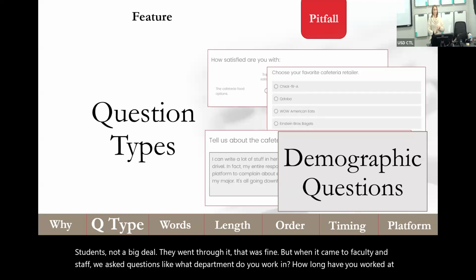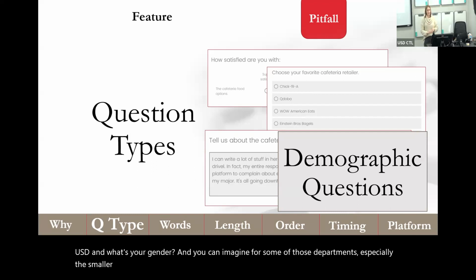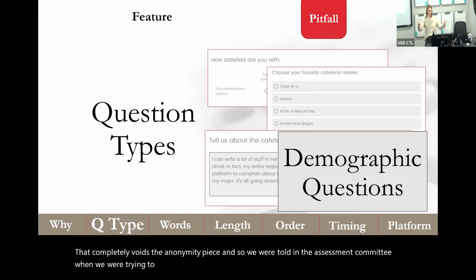And what's your gender? You can imagine for some of those departments, especially the smaller ones, you could immediately have picked out who was who and who responded in what way. That completely voids the anonymity piece. And so we were told in the assessment committee when we were trying to vet this entire, it was a big survey.